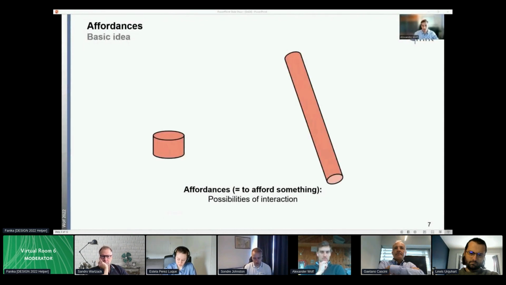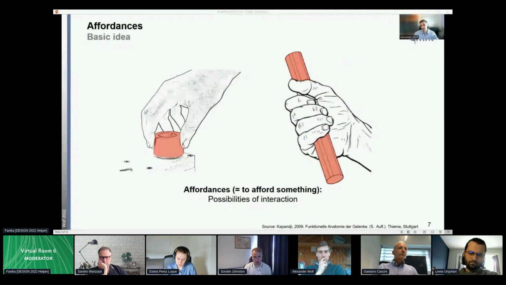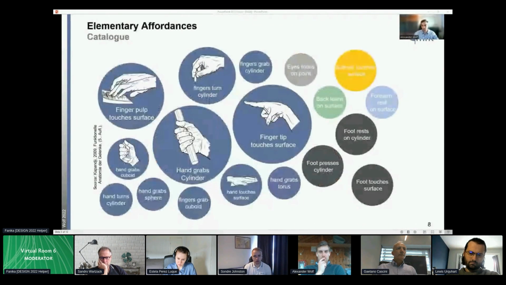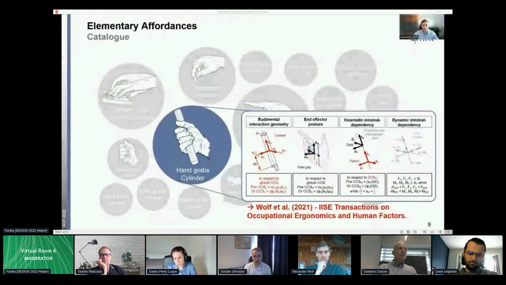For example, a small and compact cylinder is more preferably contacted with a fingertip grip, whereas a long and slim cylinder is preferably contacted with a palm grip, as you can see here. We developed a catalog of 31 elementary affordances, where each of the affordances has a unique mechanical description. I don't want to go into detail here because we published this in the previous paper.